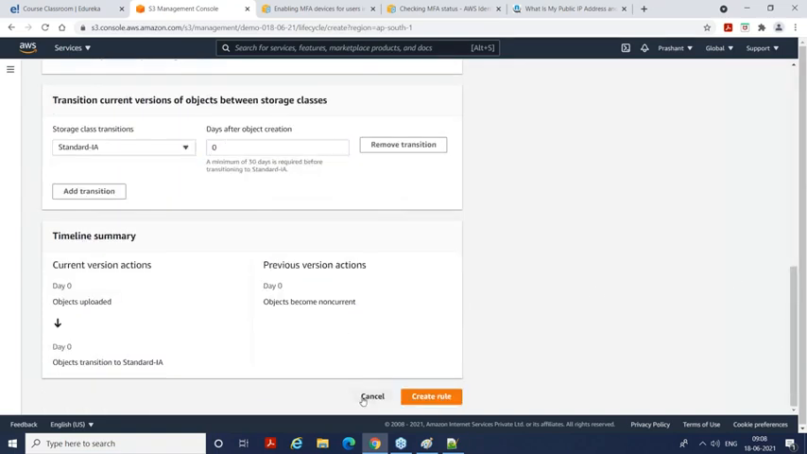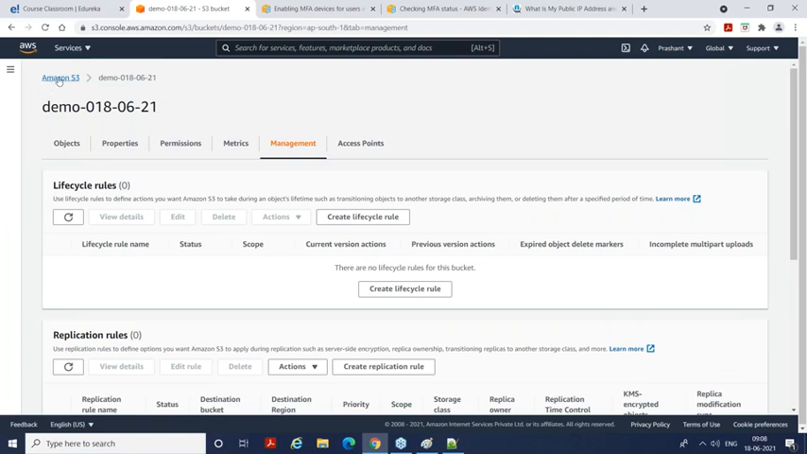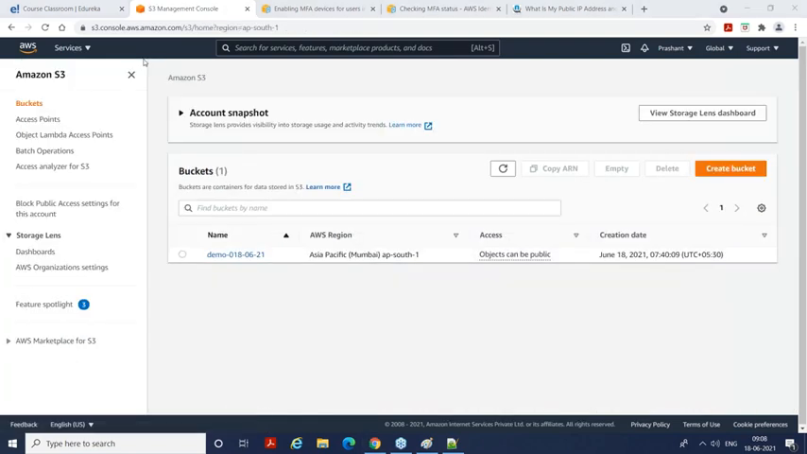But the ideal approach is you should define it on every object level. There is no other shortcut to this, because every object will have a different life cycle. An object A might be very frequently accessed throughout its lifetime. Then there is an object B, which may not be that frequently accessed. So you cannot make it a common thing that, okay, objects stored in this bucket should be Standard, objects stored in this bucket should be Glacier. That is not possible. Making sense, Prasanna?